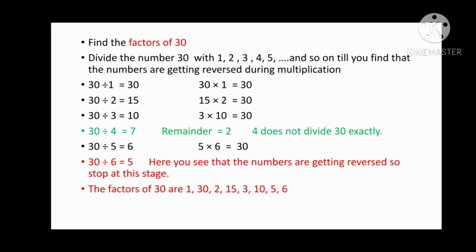Right? So next one is 30 divided by 6 is 5. 5 multiplied by 6 is 30. Just we are getting the reverse of the previous multiplication, right? So we will stop our finding the factors here only. We'll stop at this stage because the numbers are getting reversed here. So the factors of 30 are 1, 30, 2, 15, 3, 10, 5 and 6. Right, these are all the factors of 30.